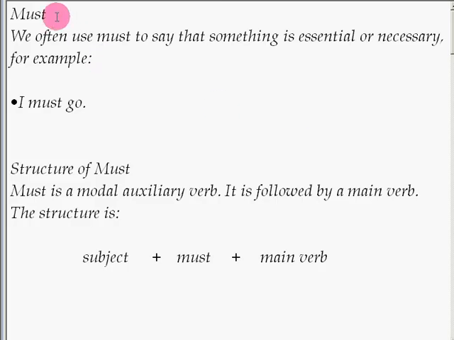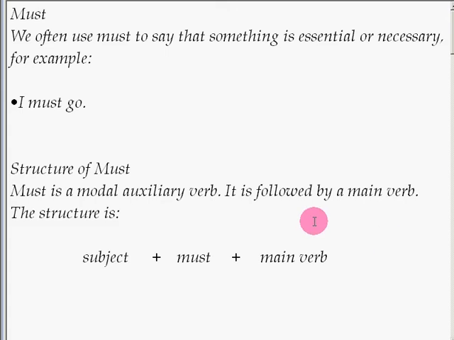Now, we have the word must. We often use must to say that something is essential or necessary. Again, when you say essential or necessary, that means important. So we use the word must to say something that is important. For example, I must go. In this sentence, the speaker is saying that it is important that he or she will go. The action is important to be done. So that's why the speaker said, I must go.